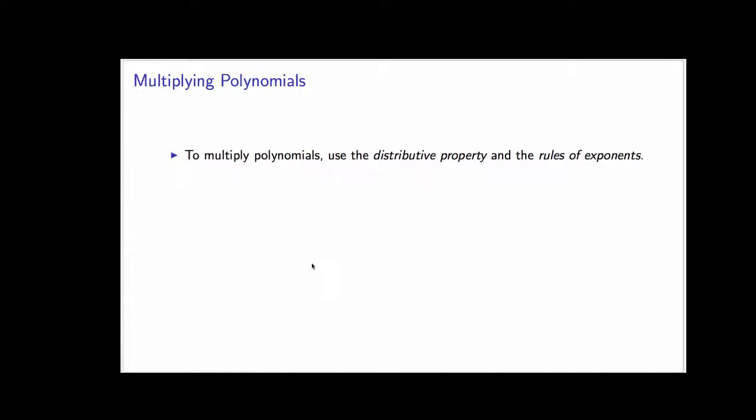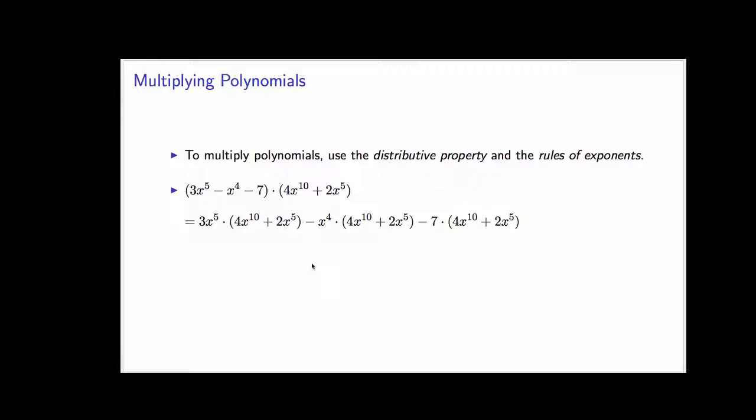To multiply polynomials, we'll use the distributive property and the rules of exponents. So in our first example, we have 3x to the 5th minus x to the 4 minus 7 times 4x to the 10 plus 2x to the 5. The first thing we'll do is distribute, so this becomes 3x to the 5th times the polynomial on the right, minus x to the 4 times the polynomial on the right, minus 7 times the polynomial on the right. So this expression that we have here.